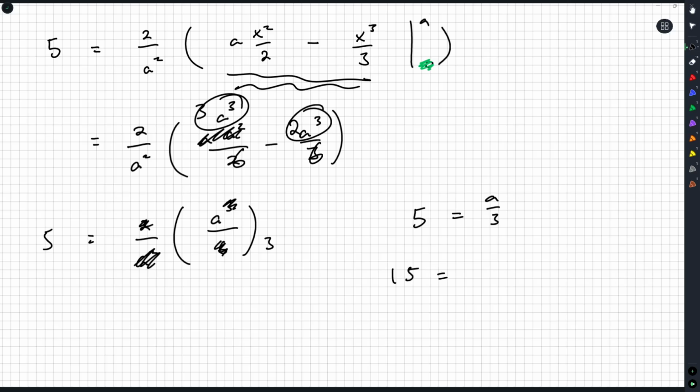Multiply both sides by 3. And there we go. a is just 15. That is the value for this density function that will give us an expectation of 5. A nice little mean value for our random variable that we called x.